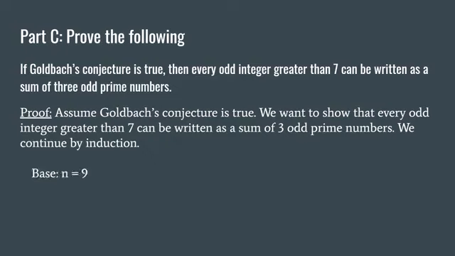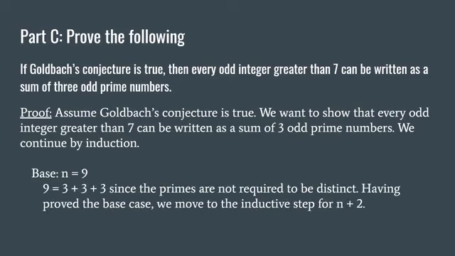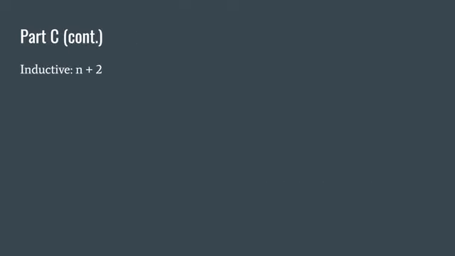So our base case is 9. Similar to part B, since it has to be greater than 7 and be odd, the next available number as n is 9. So 9 can be written as 3 plus 3 plus 3, since the primes don't have to be distinct. And having proved this, we can move on to the inductive step for n plus 2.